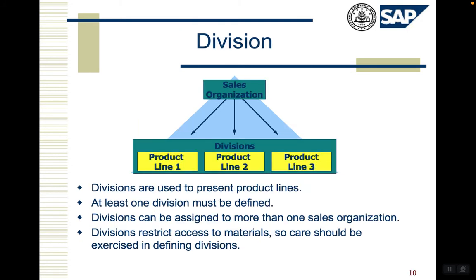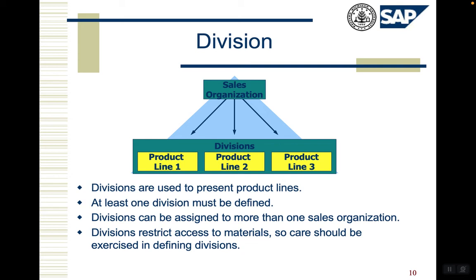A division is really what we use to sell products, or the different product lines. An organization has to have at least one division, and you can have multiple divisions. To give you an example, when I was working with FMC, we were a chemical company, but we had three separate divisions. One sold agricultural chemicals, one sold food and pharmaceutical, and the third one sold industrial chemicals. We had three different divisions and three different sales organizations.